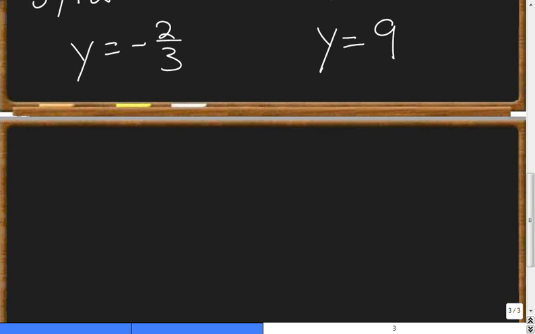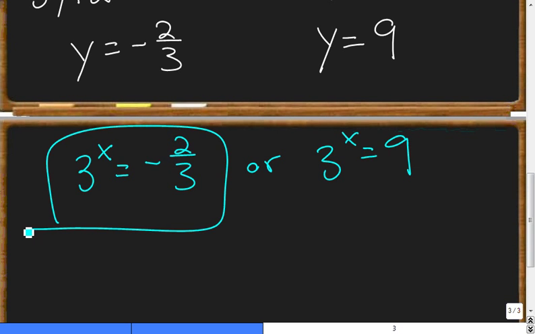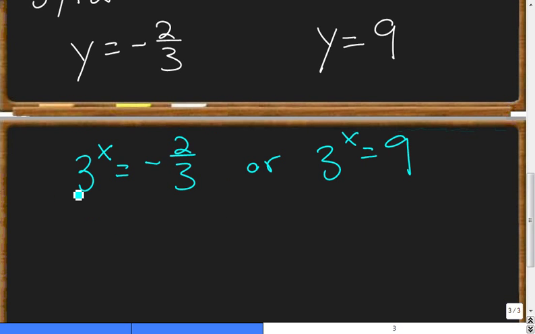So now we need to go back and say, okay, well, 3 to the x equals negative 2/3, or 3 to the x equals 9. Right here is an interesting conversation to have, because you may say, okay, I can figure this out. Well, there's no exponent that you can think of that can take a positive number and make it negative. So there's no solution to this one. This is NA. There's no solution to that.